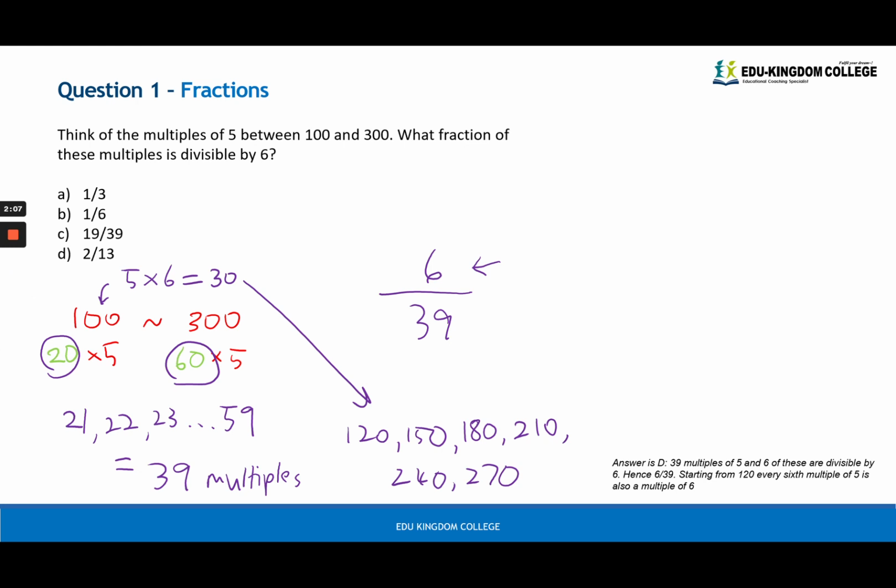Now we can simplify, divide top and bottom by 3. And we get 2 over 13 as our answer, which is option D. Remember, you can always refer to these answers or solutions for a little extra information.